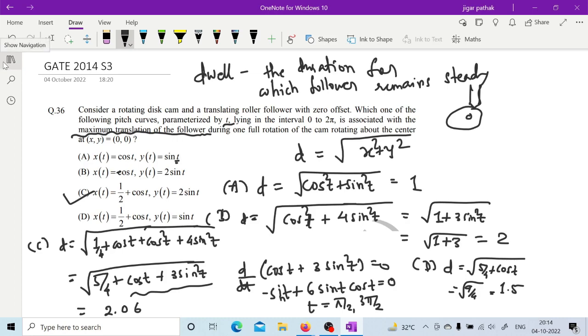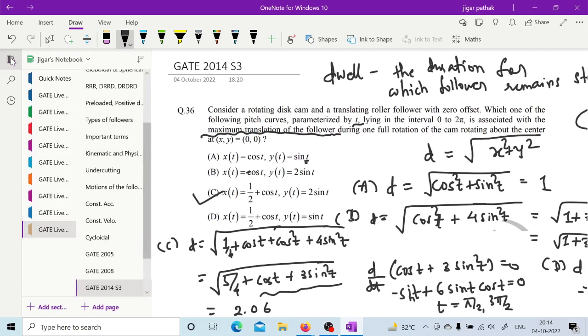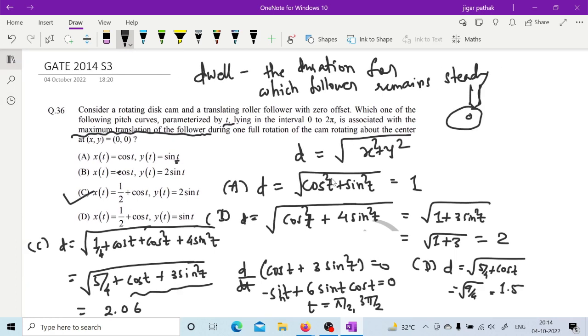Okay. Yes, sir. But in each and every case, we need to differentiate also. See, in each and every case we need not differentiate, because for example, for this B option, you are getting 1 plus 3 sin square t. So it is obvious that when sin square t is 1, at that point only you will get the maximum value of D. So 1 plus 3 will be 4, and that is 2. Are you getting why we have not differentiated for this particular point?